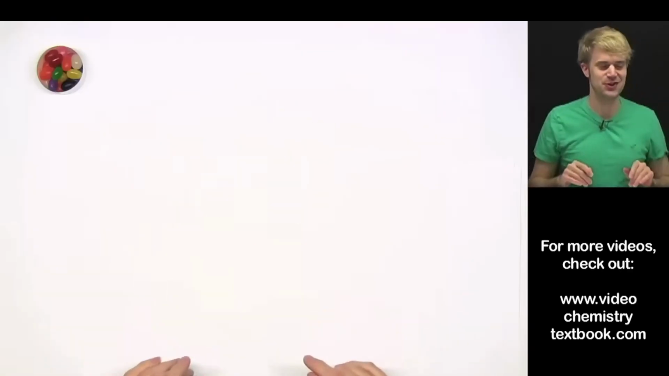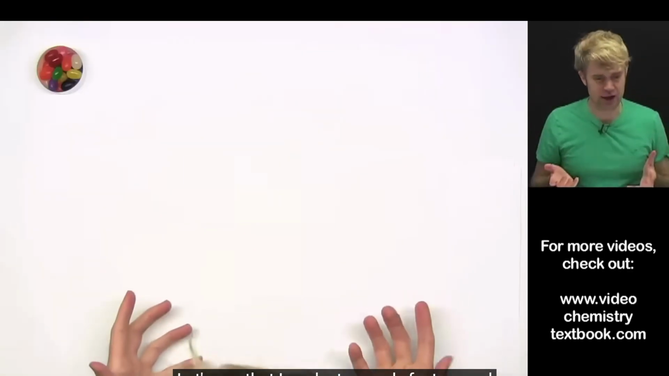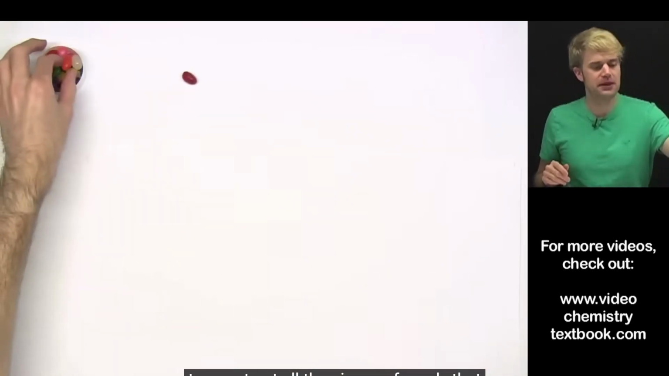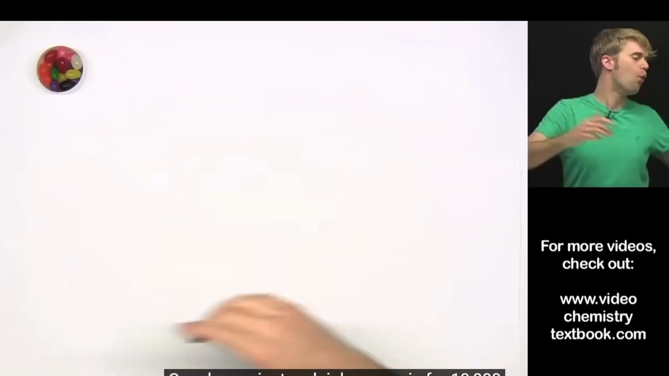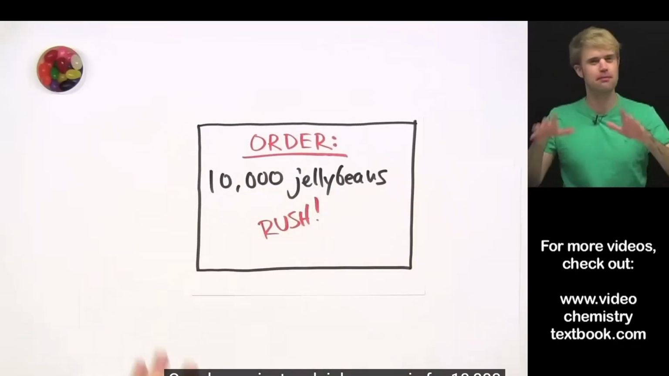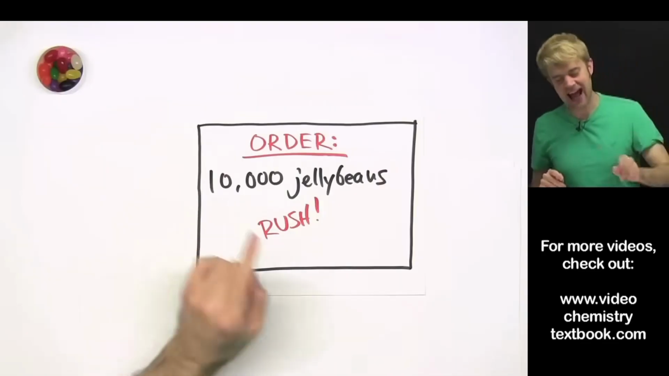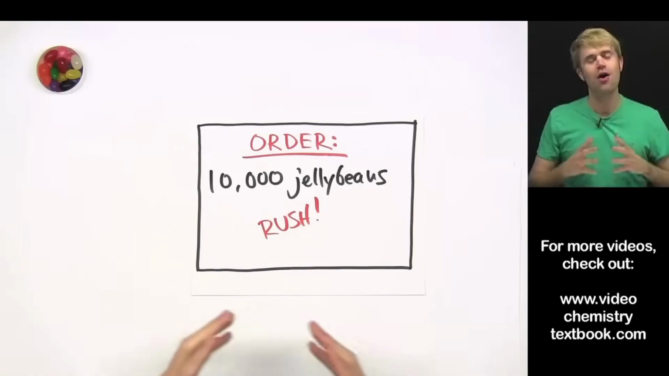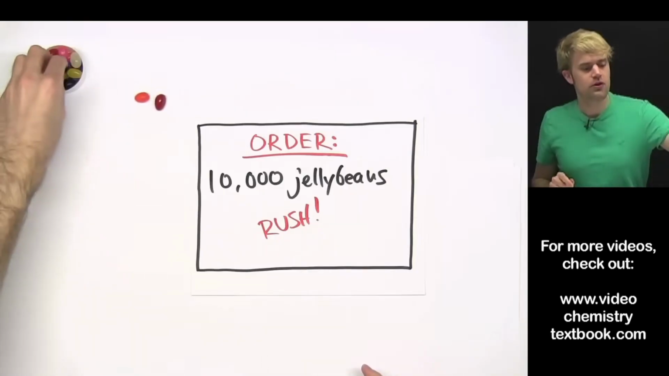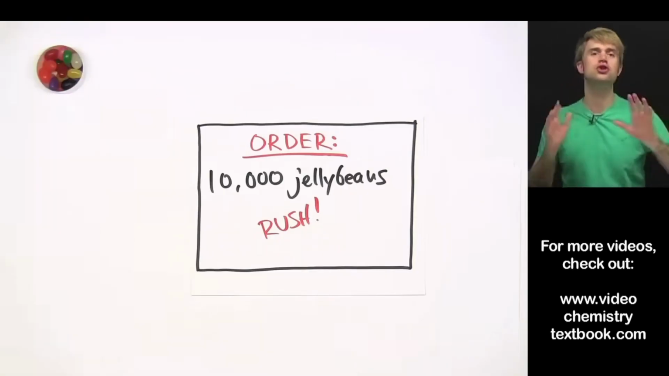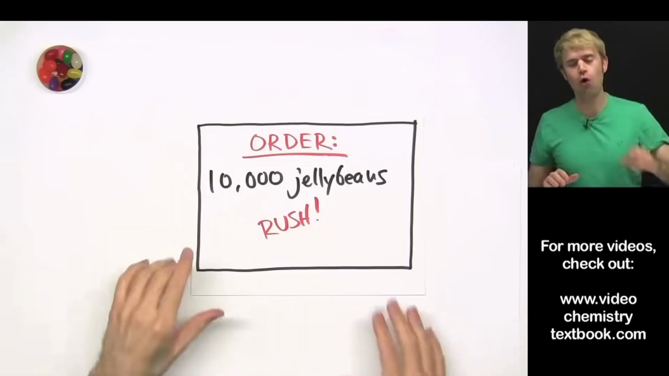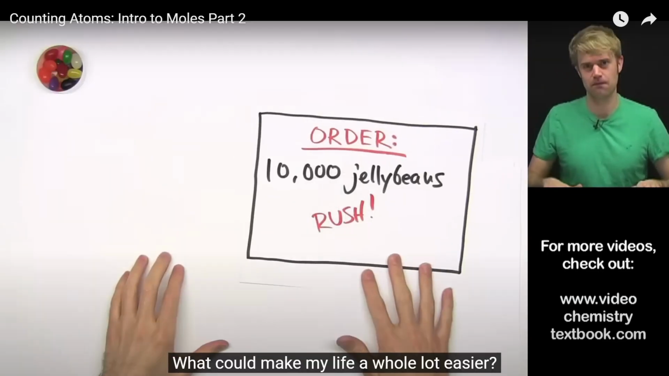Okay, so here's an analogy. Let's say that I work at a candy factory, and when someone places an order, it's my job to count out all the pieces of candy that they ordered. Okay? One day, a giant rush job comes in for 10,000 jelly beans, and the person who placed this order wants exactly 10,000 jelly beans. What a pain this is going to be, right? I gotta count 1, 2, 3, out 10,000 jelly beans. This is going to take all day. What could make my life a whole lot easier? Any ideas?